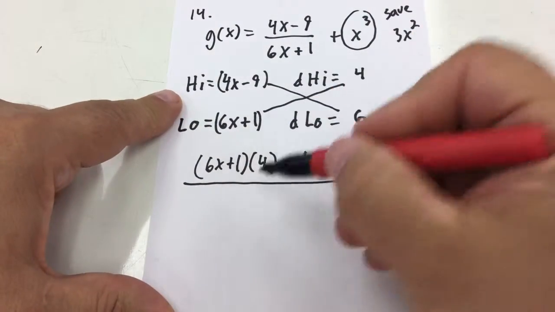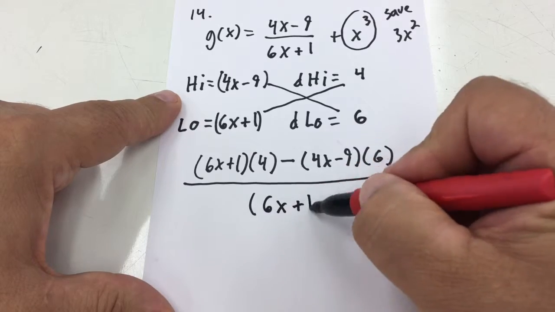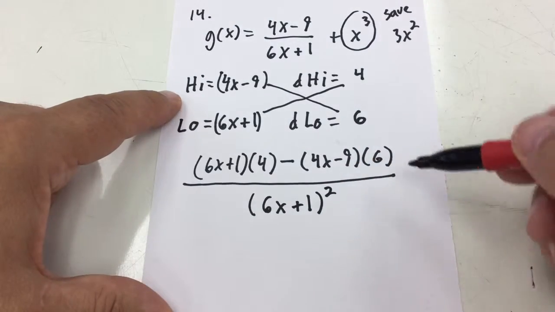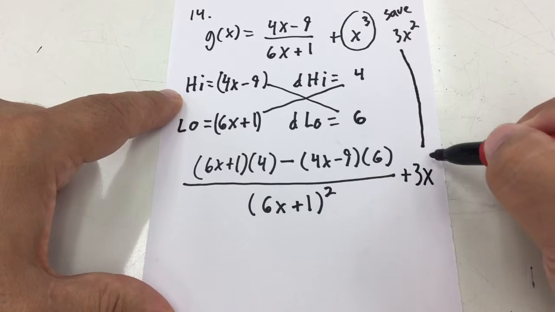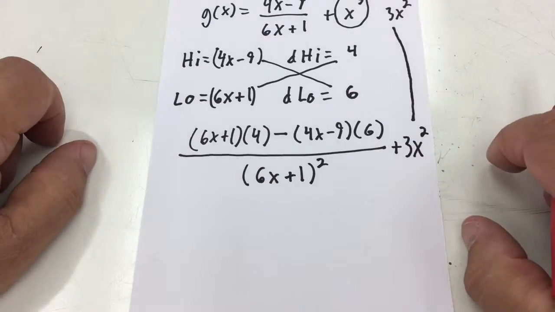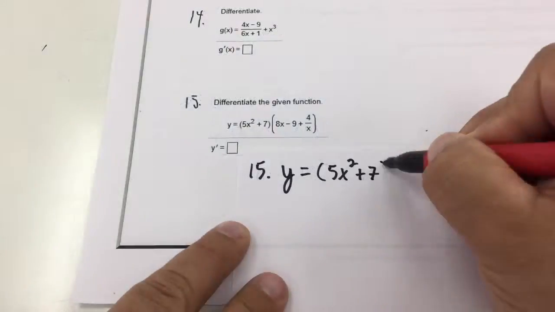And then I draw my line, and I square the low. Don't forget to wrap it. And I'm not done. That's the derivative. But remember, I have to bring down this plus 3x squared. And that's the derivative. You can just type that in if you want, and it should work.